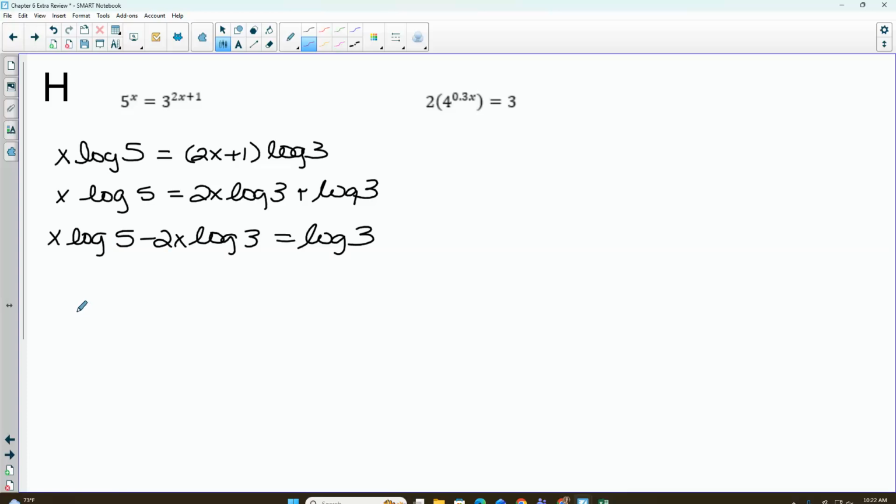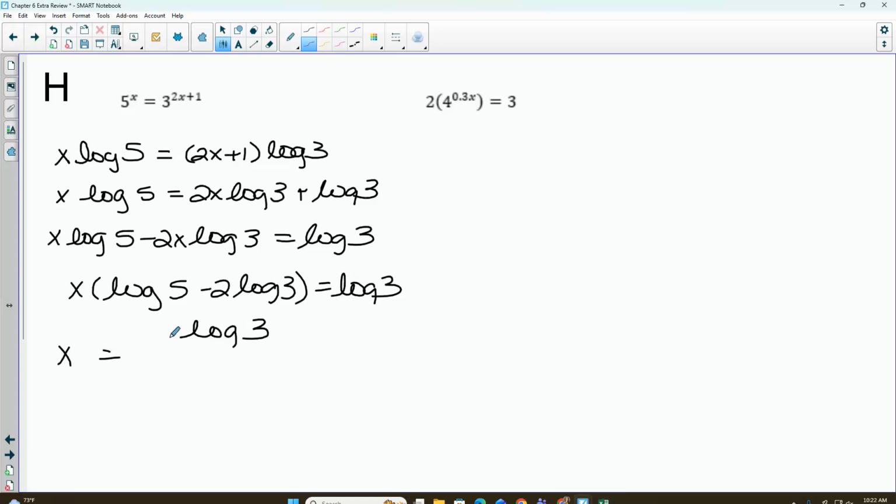Both of these terms have an x, so what can we do? So to finish, we divide. So we have log 3 over log 5 minus 2 log 3. To check or to get our decimal, we put it in the calculator. Make sure you can do that. And that gives us a decimal of negative 1.8691.